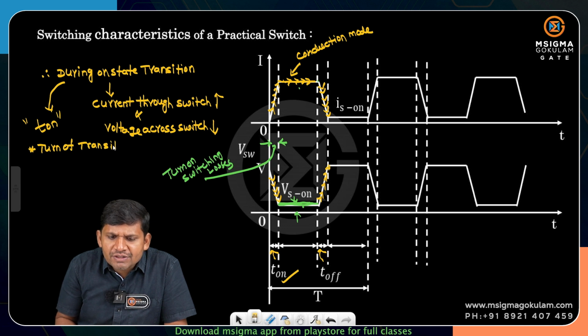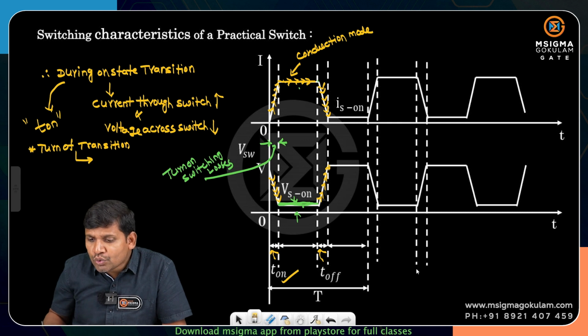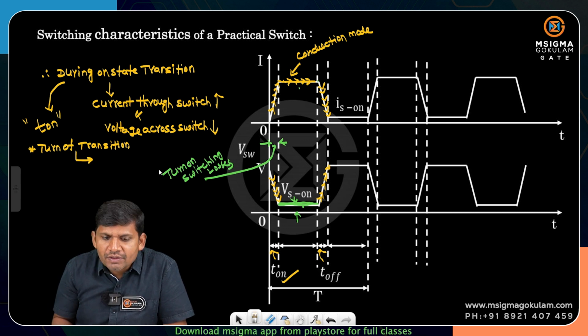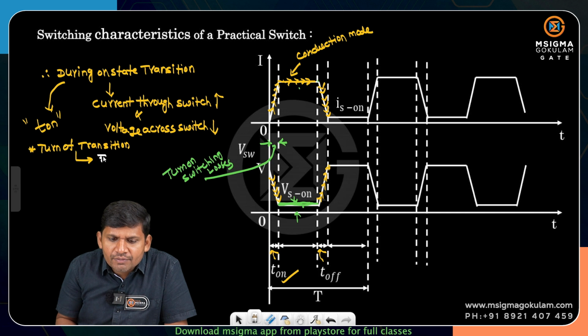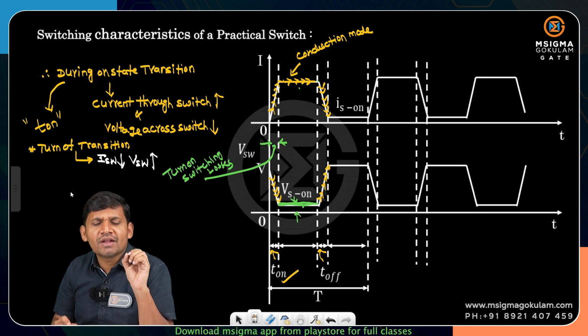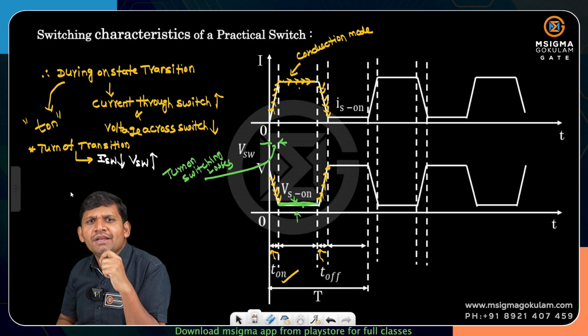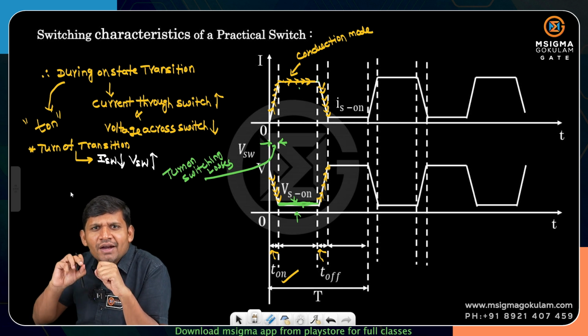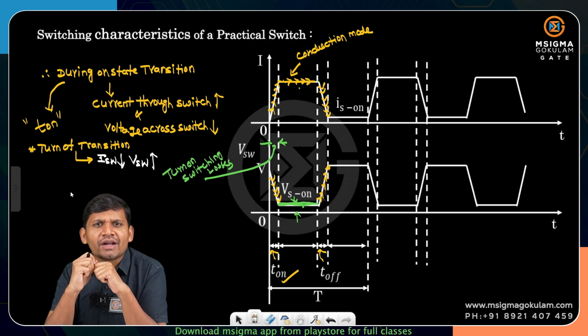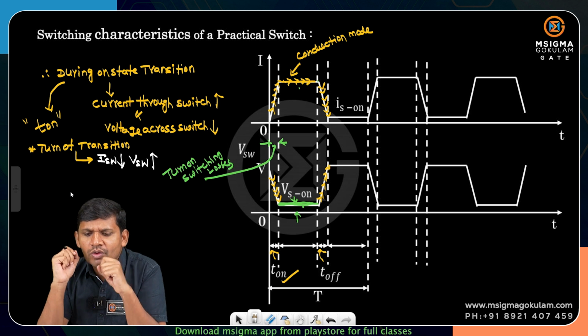During turn off transition, current through the device is falling. That is, current through the switch is falling. What about the voltage across the switch? Voltage across the switch is rising. Very important observation. Based on this observation, a question has already come in the ESC exam: what do you mean by turn on transition, and what do you mean by turn off transition? That is very important, you have to concentrate.